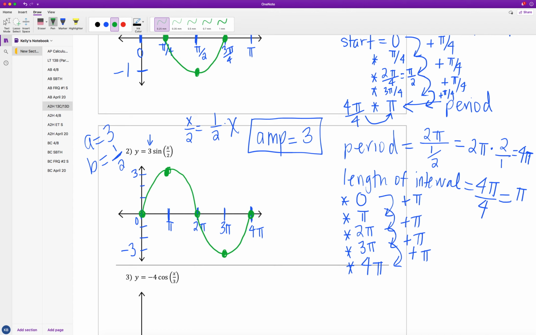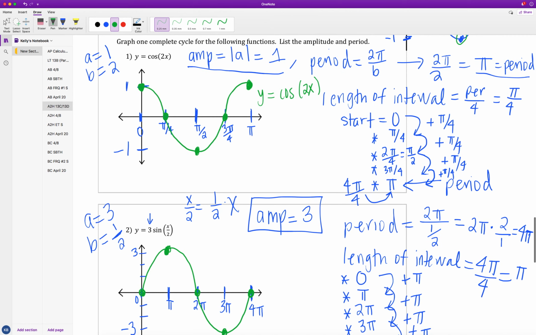The other difference is it's been stretched vertically now because the amplitude is up at 3. So this is stretching up to 3 at the highest point, and down to -3 at the lowest point. It's also been stretched out horizontally since it's taking longer for this graph to do one complete cycle. So this has elongated it along the x-axis.